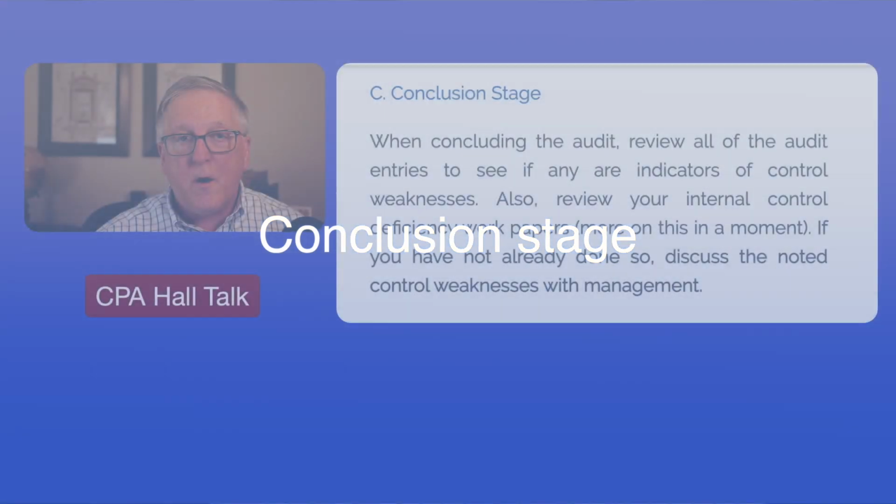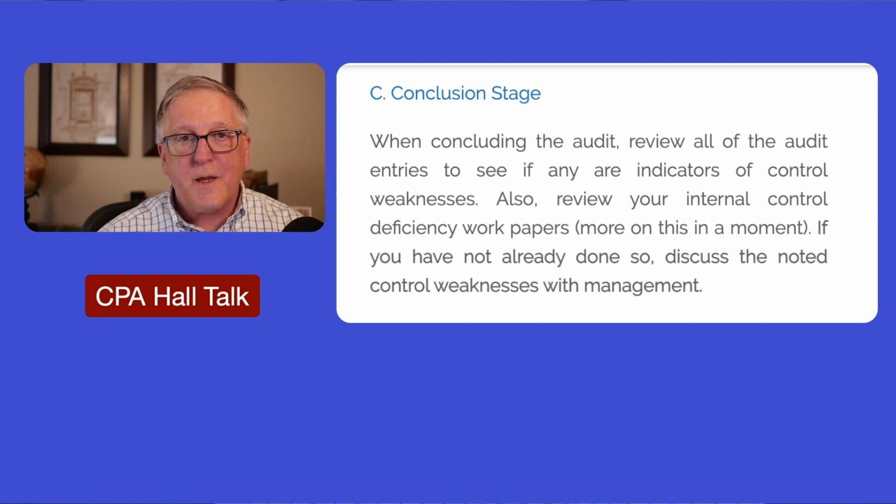Now let's shift gears and talk about the conclusion stage of the engagement. Sometimes when you get to this part of the audit, you start putting all the pieces together, and lo and behold, you become aware of a control weakness that you didn't know existed. And then other times you've documented, captured the internal controls as you've done the planning and the fieldwork. And then when you get to the conclusion stage, you're simply going back and looking at those documented internal control weaknesses.